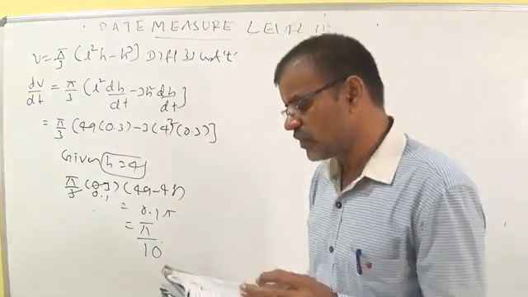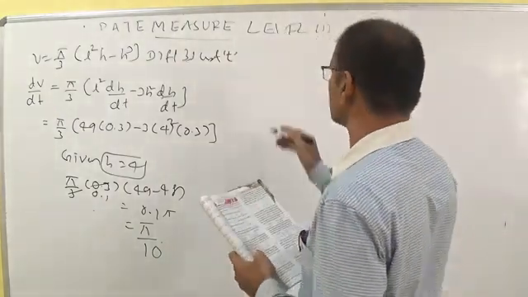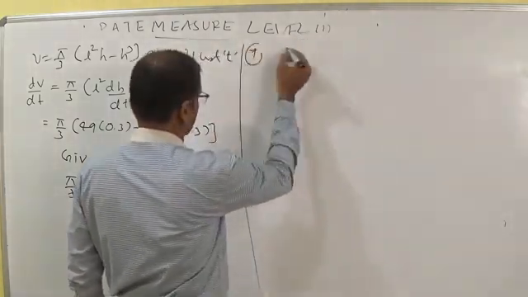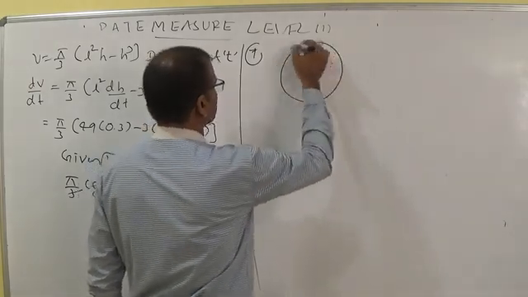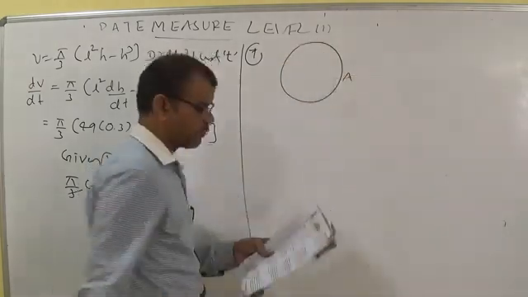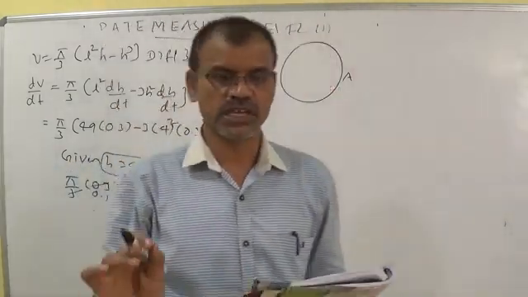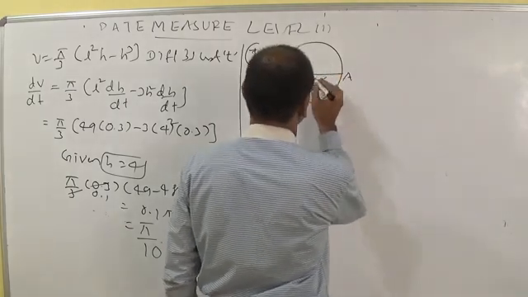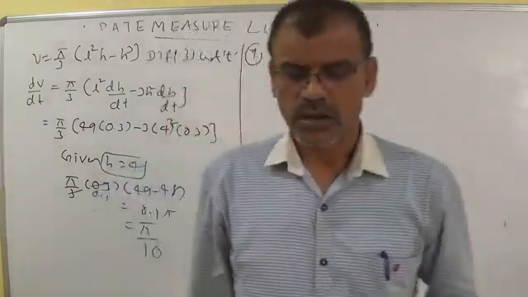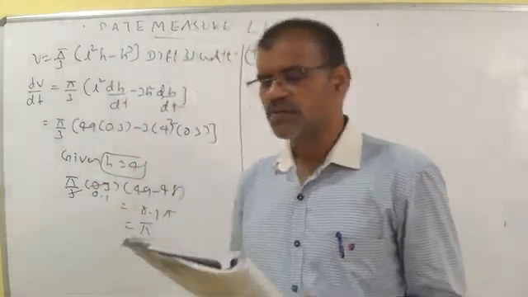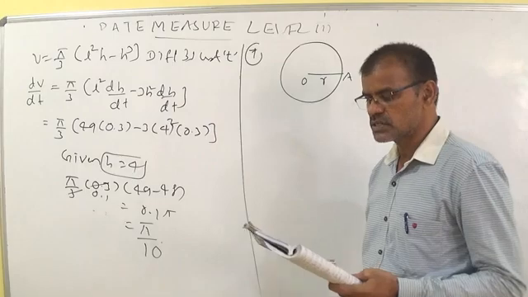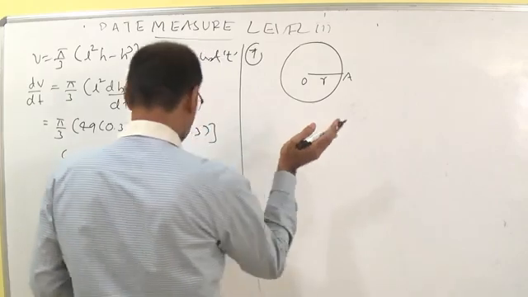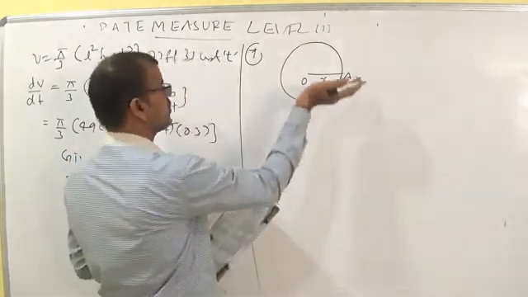Read completely. If A is a fixed point on the circumference of a circle, he is discussing a circle. A is a fixed point on the circumference of a circle with center O and radius R. A particle starts at A and moves on the circumference with an angular velocity of 4 radians per second.